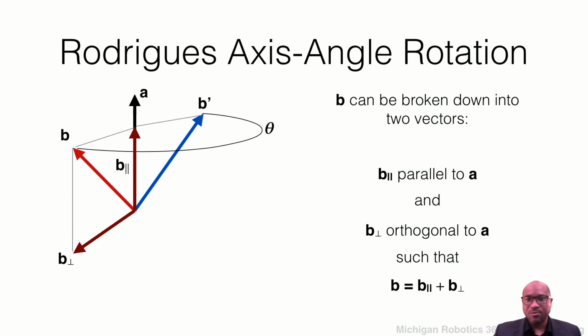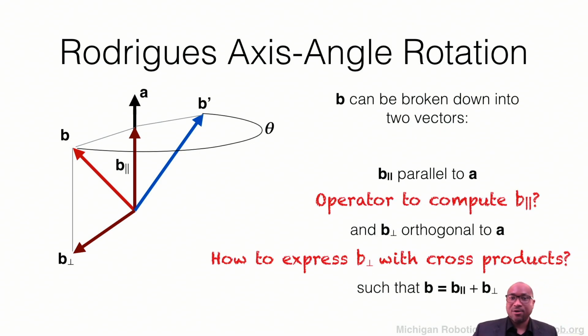So once we do that, we want to consider how we can compute these. So what's an operator that you can use to compute B parallel? Think about it, or pause the video.